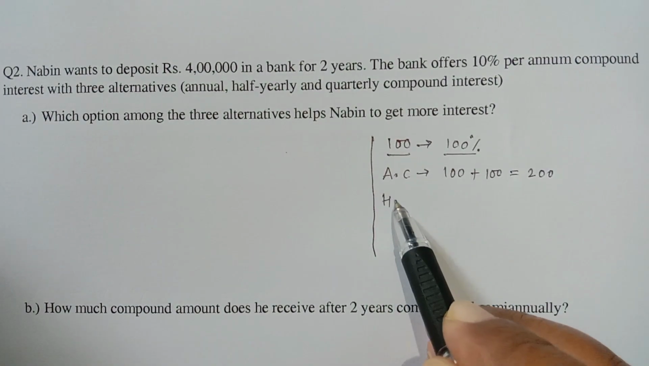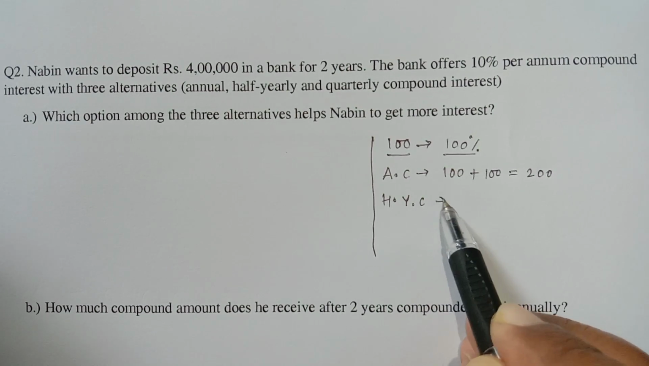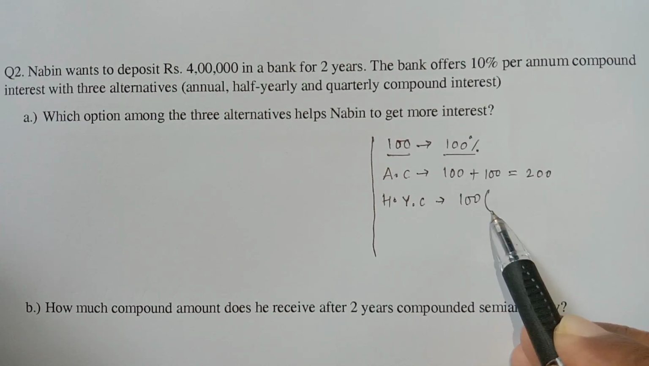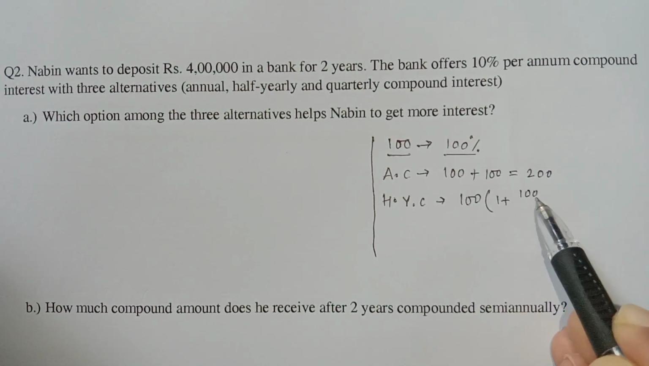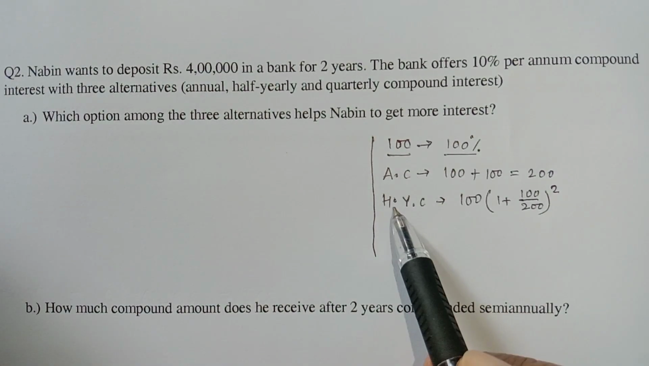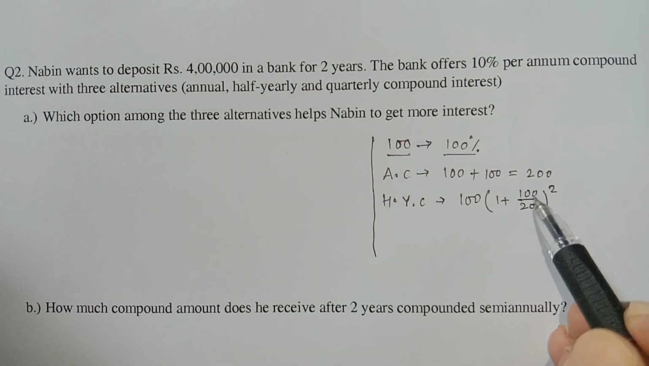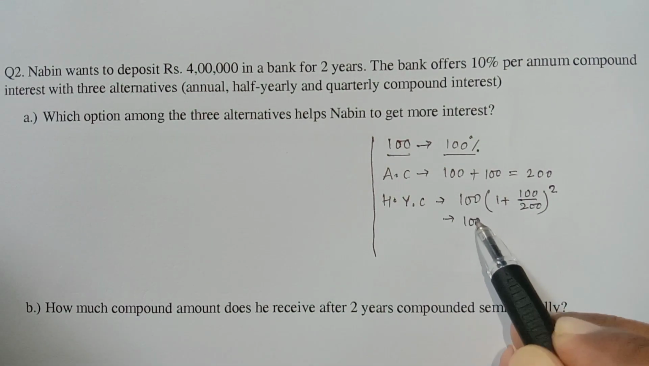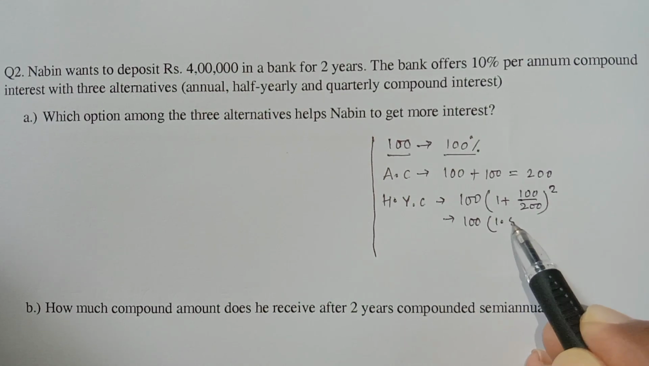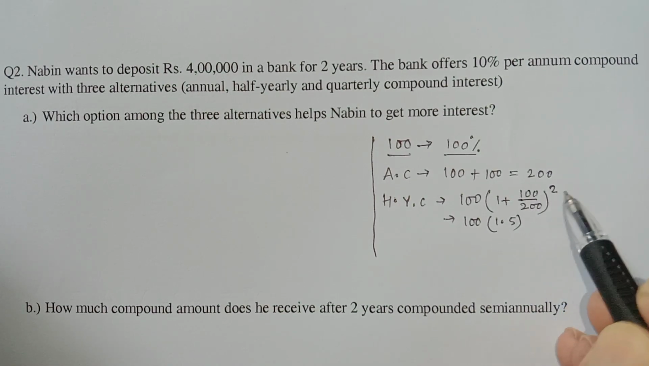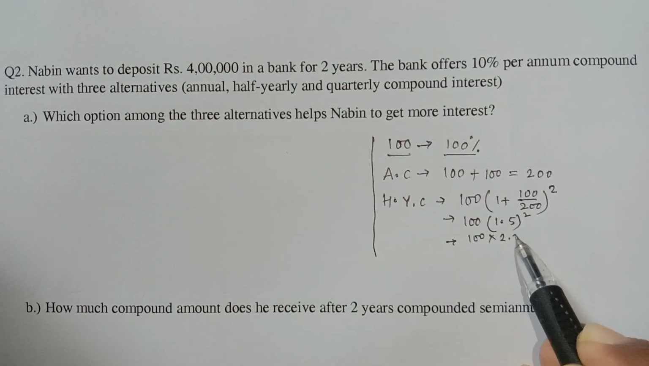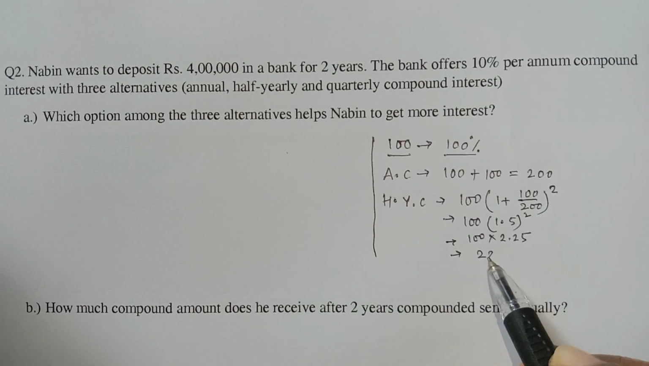If it is kept in half yearly compound interest, then it will be 100 times (1 plus 100 by 200) power 2, because 1 year is equal to 2 half years. So it gives you 100 into 1.5 squared. Okay, so it is equal to 100 into 2.25, which is 225.